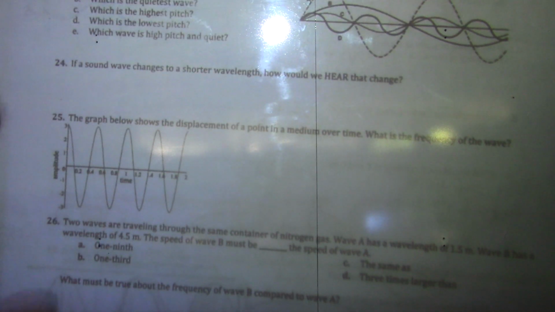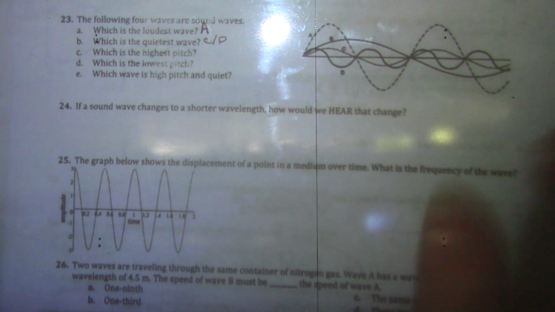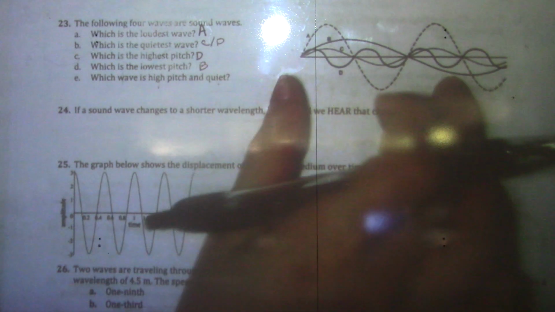Which of the ones here is loudest? Loudness has to do with the amplitude, so the most amplitude, which is A. Quiet, again amplitude, I just want the least amplitude, so least amplitude would be either B or C or D, it's kind of hard to tell between those. Highest pitch is the highest frequency, so most squished together, that's for sure D. Lowest pitch is the least frequency, so least squished together, most spread out, so that's B. And the one that's high pitched and quiet, it's squished together and not tall, so D is squished together and also quiet, not tall.